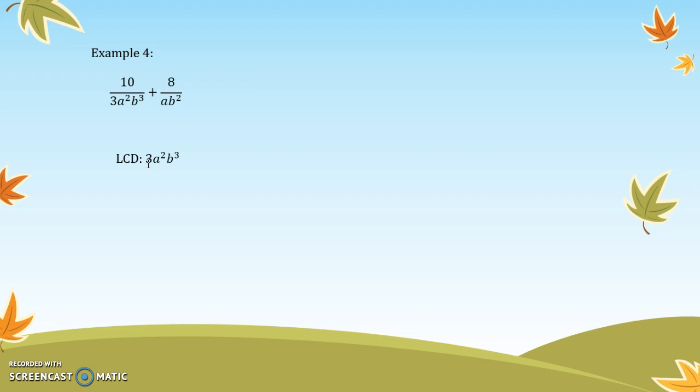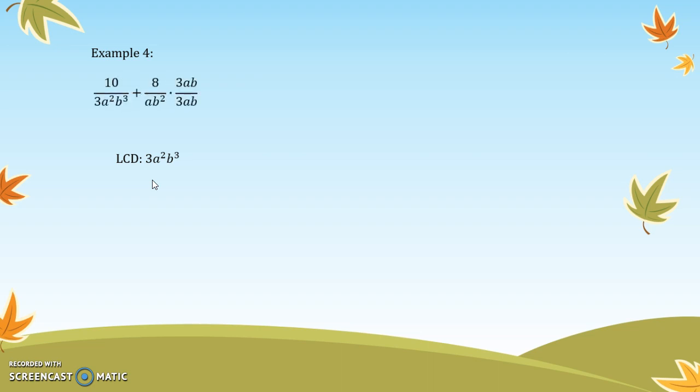And then notice my b's. I've got 3 b's on the left and 2 b's on the right. I'm going to need to build to 3. So we're going to build to the larger amount here so that we can all have the same thing. So notice that the left fraction already has our common denominator, so we don't need to multiply our left fraction by anything. But what we do need to multiply is our right fraction by something so that we can build to that least common denominator of 3a squared b cubed.